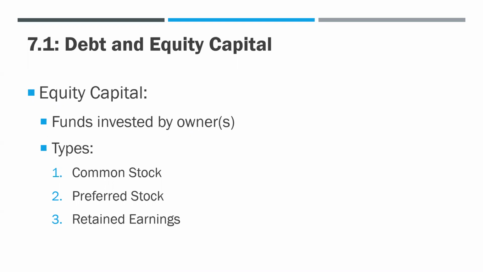Preferred stock does not receive voting rights, but they do have first right to dividends. The right to first dividends over common stock shareholders. And then retained earnings being those cumulative net income amounts from the inception of the business, minus any dividends paid to shareholders over the years.